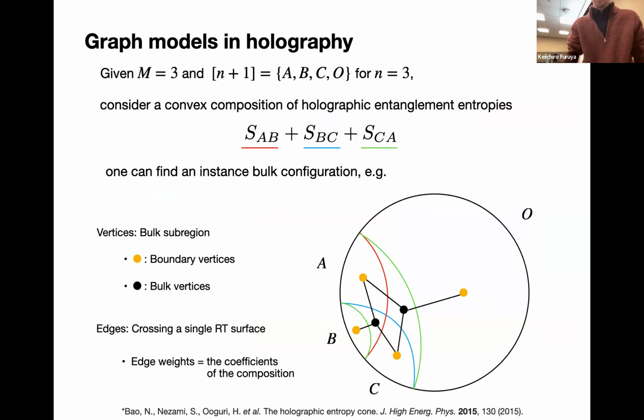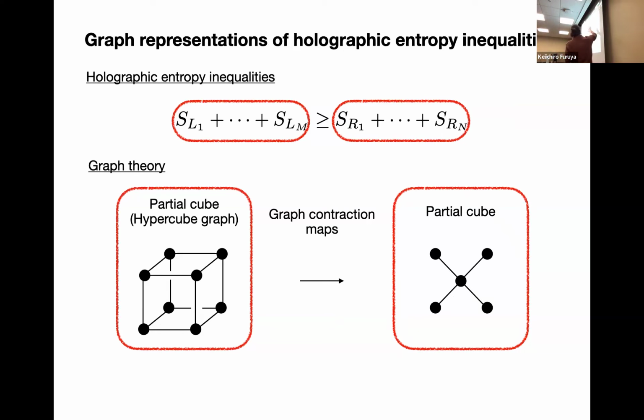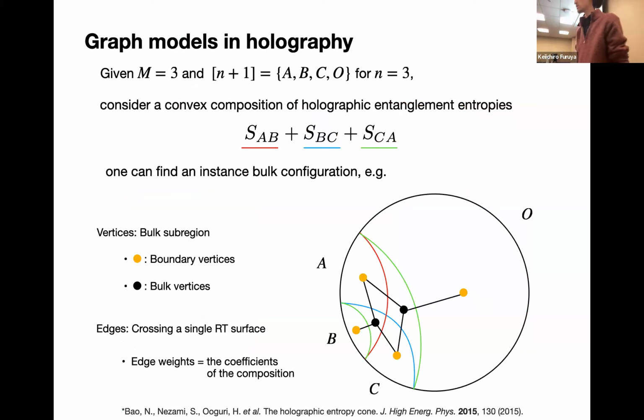To relate this convex composition to holographic entanglement entropy, I will talk about the graph model in holography. Here I'm considering AdS3/CFT2, which is an example of a holographic system. I have two inputs: capital N equals 3, and small n equals 3. So we have 3 terms and 3 disjoint subregions.